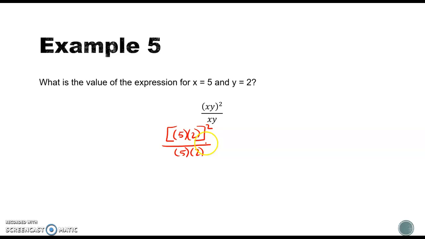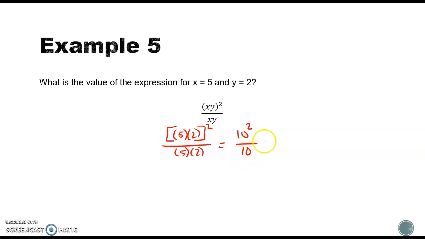From here, I go to my grouping symbols. Most of my parentheses here are just around the numbers I'm plugging in, so really it's my bracket. Inside of that is multiplication, so I take 5 times 2, which is 10, and we'll have 10 squared over. Because a fraction bar groups, we have our top group and our bottom group, so I can take that 5 times 2 on the bottom. Now I have 10 squared divided by 10.